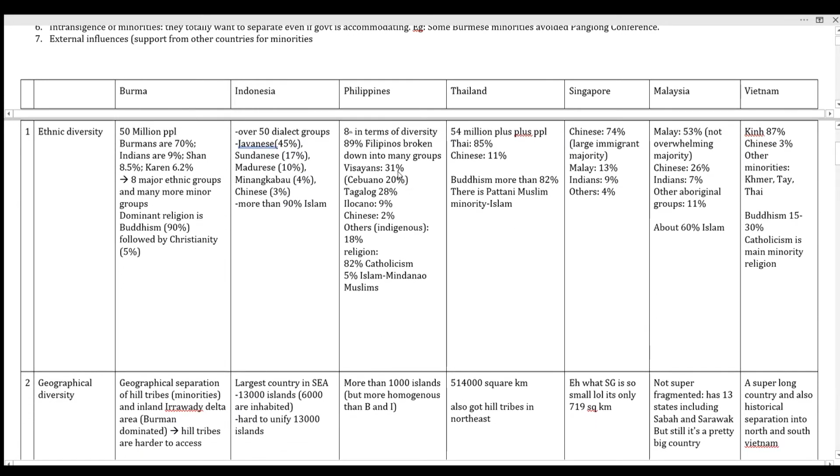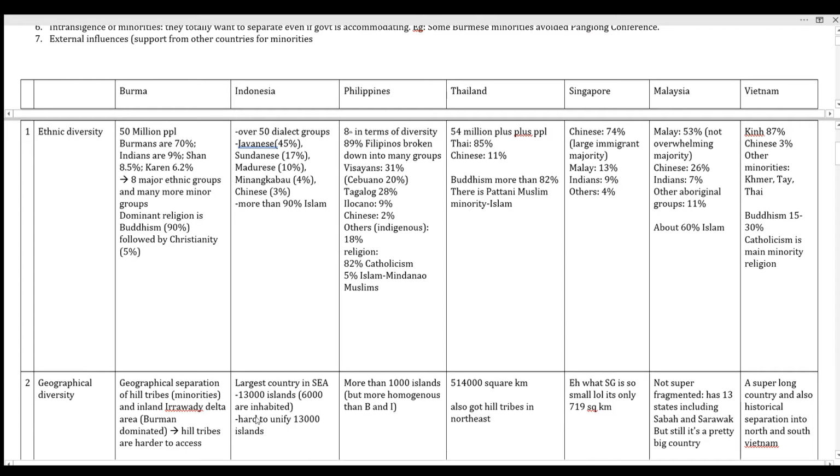Okay, great. So the very first factor is ethnic diversity. In terms of ethnic diversity, what that means is how diverse the population is, what kinds of races you have there, whether there's a huge majority or whether it's a bit more fragmented in terms of distribution, and that can affect a lot of things. So let's look at that.